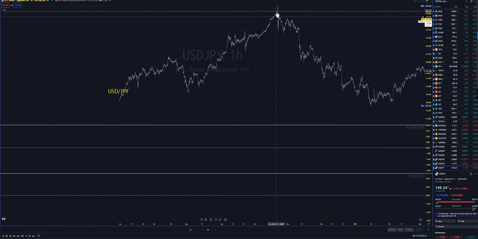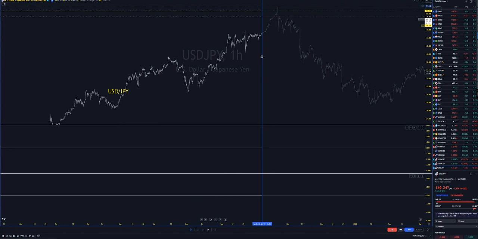Then it was the last time the price was above 150 in the Japanese yen. We want to see if it's working here too.